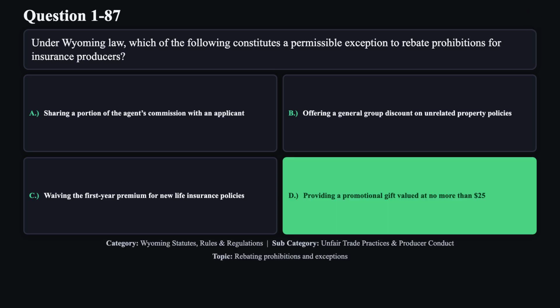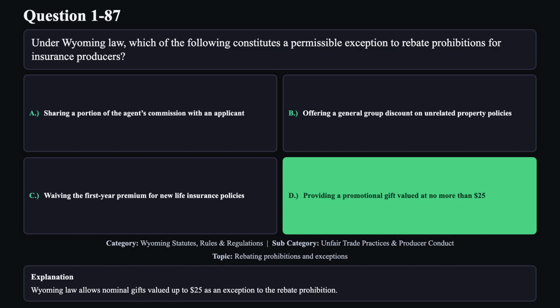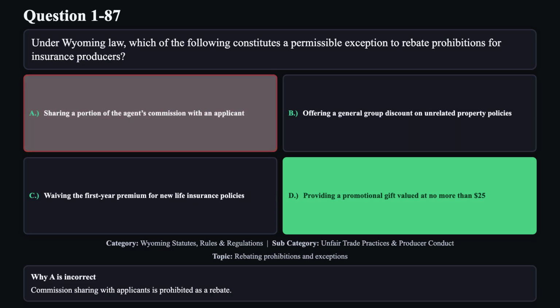The correct answer is D. Wyoming law allows nominal gifts valued up to $25 as an exception to the rebate prohibition. Reason A is not correct. Commission sharing with applicants is prohibited as a rebate.